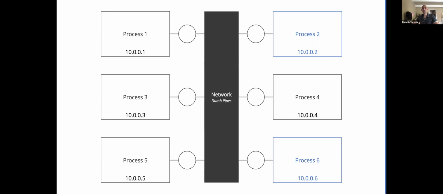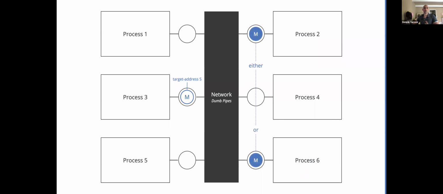Furthermore, we assume a dumb pipes network, where each process has an IP address, no trickery, no surprises. We won't always illustrate the IP addresses. We will instead simply use the alias process 1 and process 2 and so on. So if a process sends a message M with a target address of S, we want that message to be received either at process 2 or process 6. Well, of course, not both.